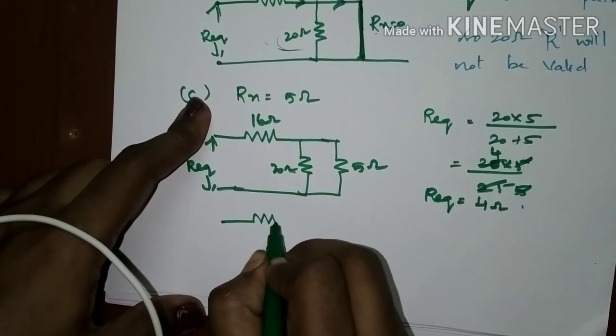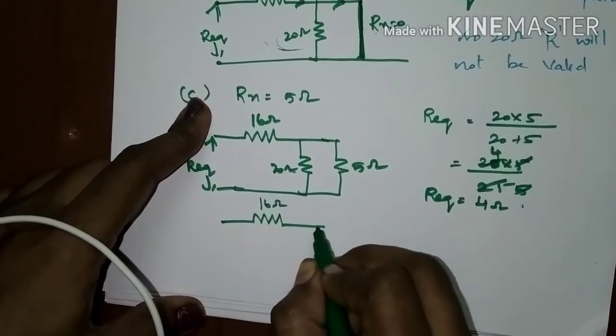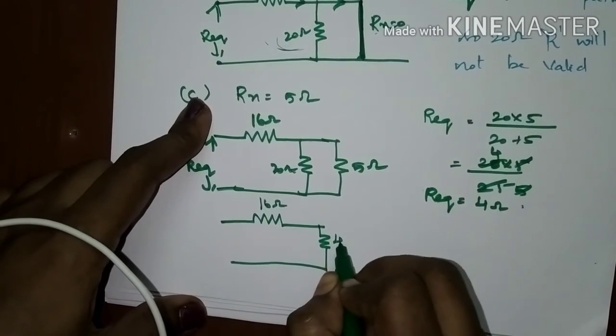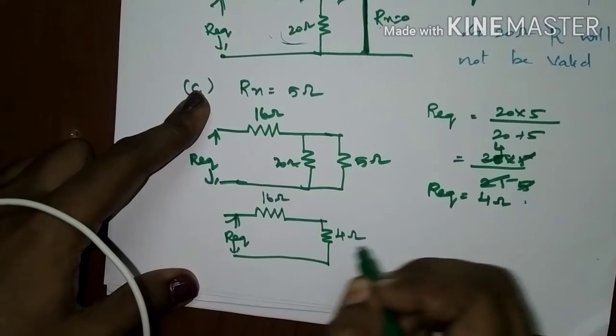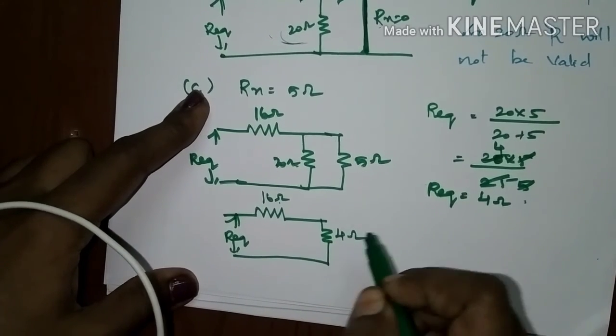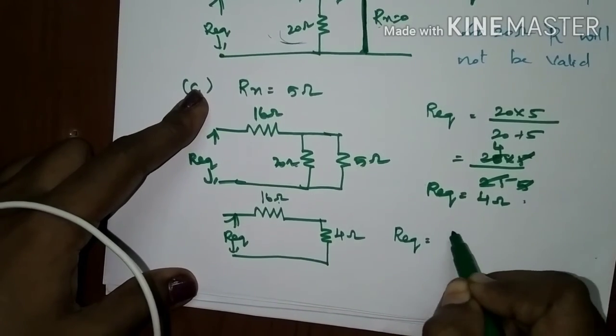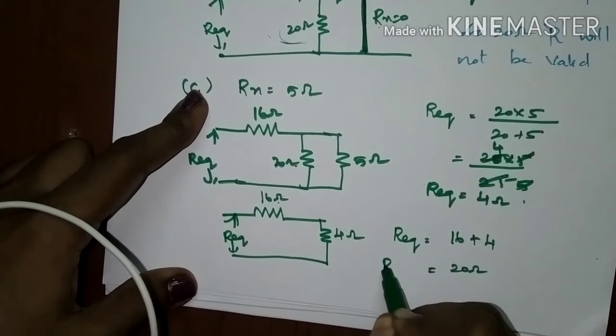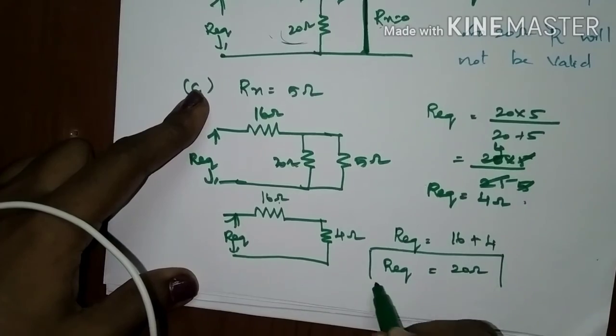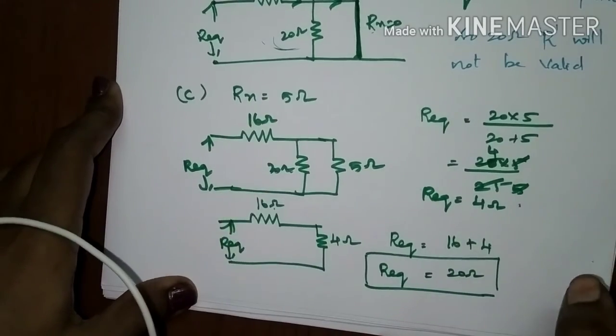Now the circuit is converted as 16 ohms and 4 ohms connected in series. So if you find the R equivalent now, 16 and 4 are connected in series. So R equivalent is the sum of those resistances. So 16 plus 4 gives us 20 ohms. So R equivalent value is 20 ohms for Rx equal to 5 ohms.